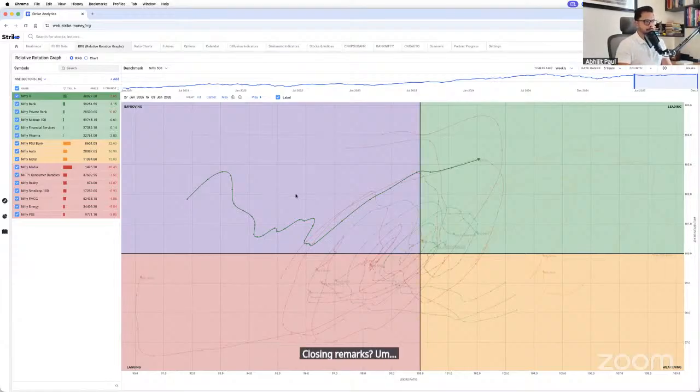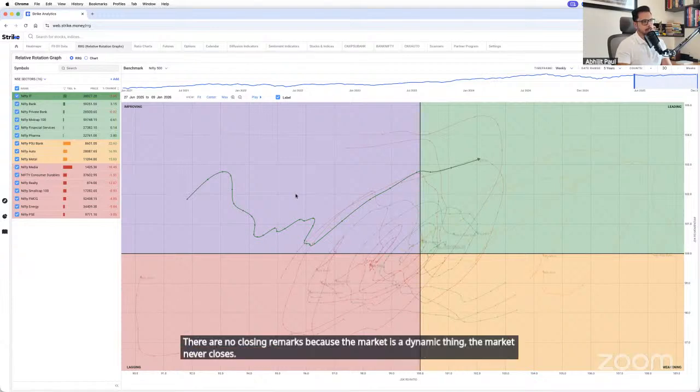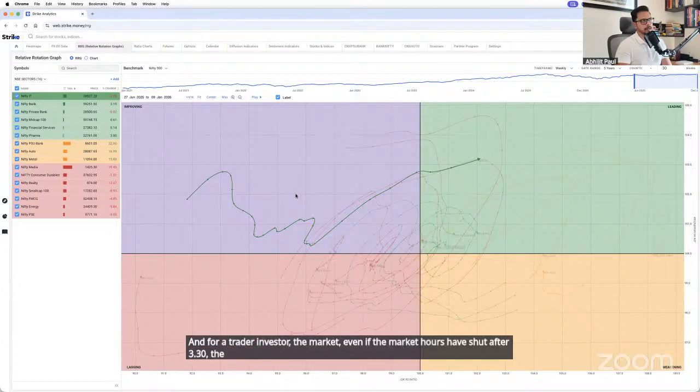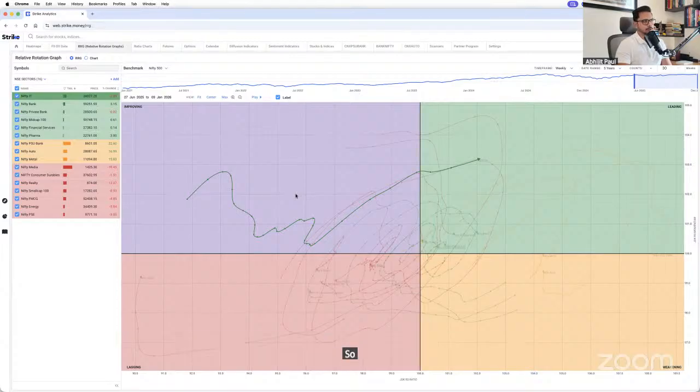There are no closing remarks because the market is a dynamic thing. The market never closes. And for a trader or investor, even if the market hours have shut after 3:30, the market goes in the mind and the brain also, even when someone goes to sleep. So there is no question of closing. Once you're in, you're in for good.